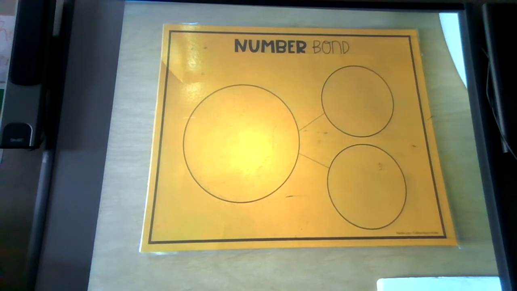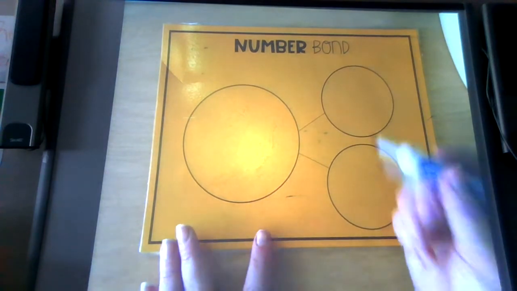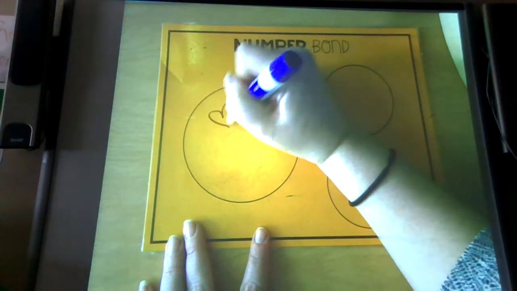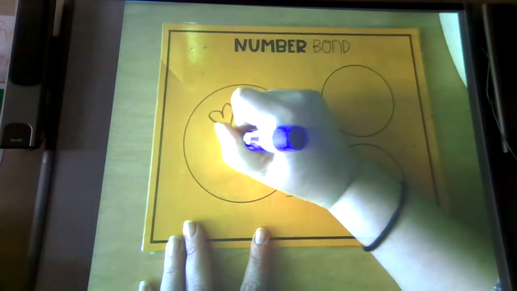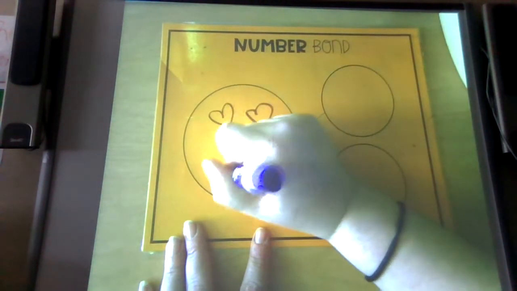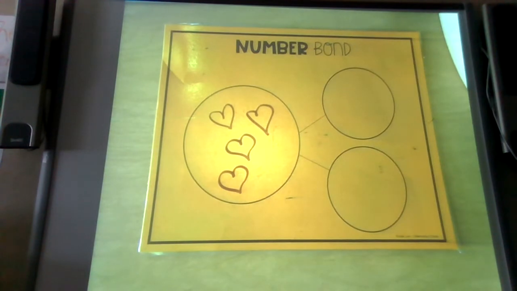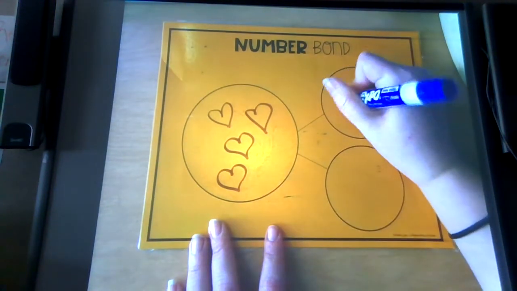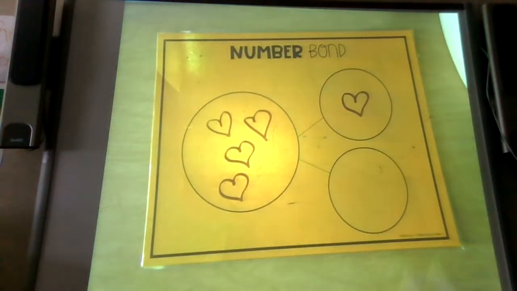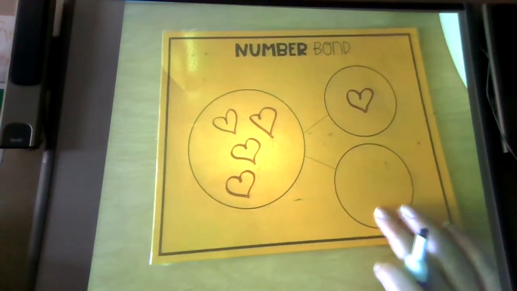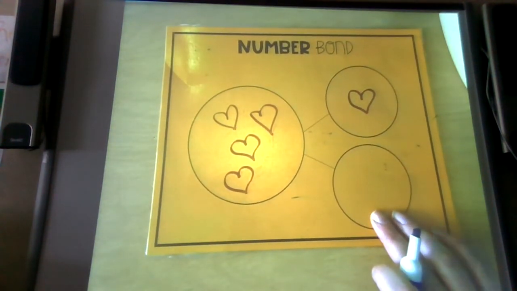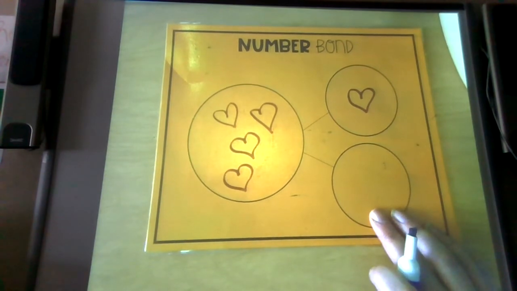Okay, how many people were at the party at the beginning? There was 4 of them. So I'm going to draw 1, 2, 3, 4. Okay, there are my 4 people at the party. When it was time to go, they broke into 2 groups. I remember that one person was in this circle. How many people went down to this circle? Do you remember? There were 3 of them.